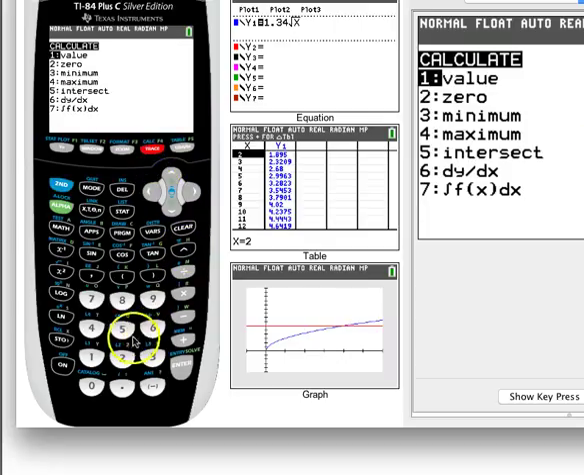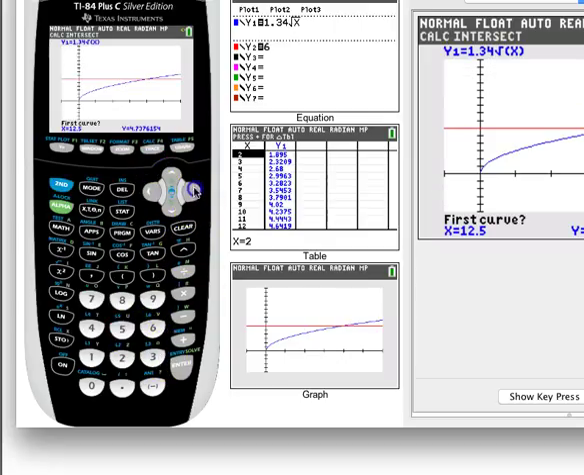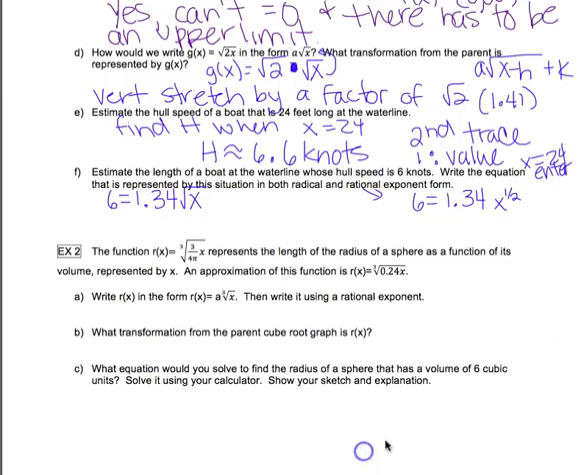Second trace, choice 5 for intersect, and move your little cursor so that it's super close to the intersection. And then, yes, that's my first equation. Yes, 6 is the second equation. And yes, I would like you, calculator, to guess. So it's telling us the intersection x coordinate is 20.049, and the y, of course, is 6. So that tells us that x is approximately 20 feet in length to get that appropriate whole speed.